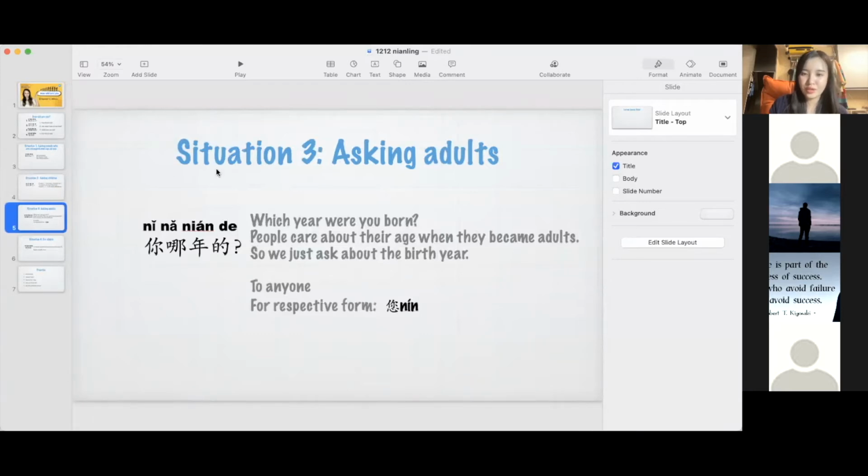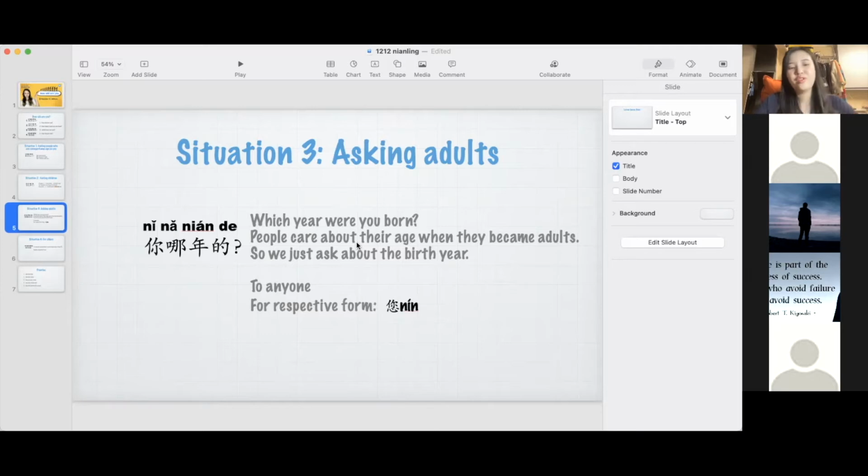And the third situation, asking adults. This is the one sentence that we really use often in our daily life. No matter whether I ask my friend or people I'm not really familiar with, I can ask about this. This is the indirect way to ask about age, because we don't usually ask "how old are you." It's like "which year were you born," because people just care about their age.